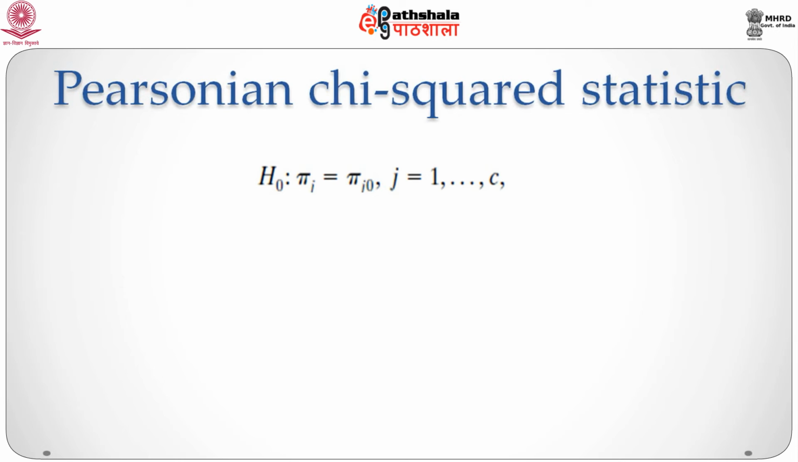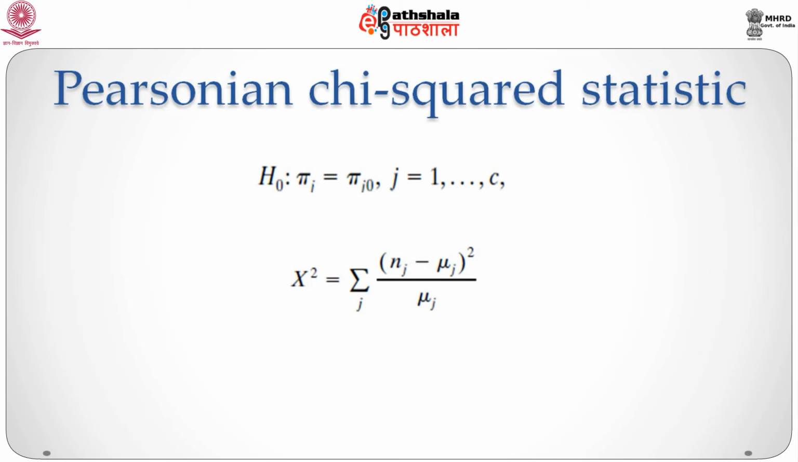You are all familiar with the Pearsonian chi-squared statistic. We have seen the statistic in various forms. For now, assume that we wish to test a hypothesis of goodness of fit. That is, pi 1 naught, pi 2 naught to pi c naught are specified values of the category probabilities, and we wish to test the simple hypothesis H naught: pi j is equal to pi j naught for j equal to 1 to c.